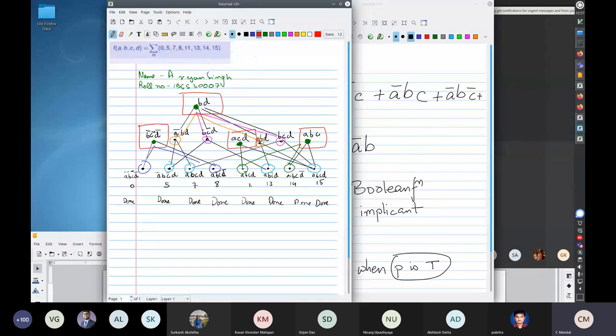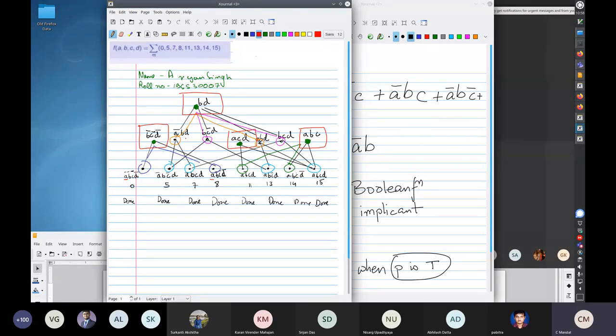Why? Because you have been able to drop a, isn't it? You have been able to drop a here. You have been able to drop a to get this term. So this one is not a prime implicant because you have been able to drop a. So you can see that in all of these.